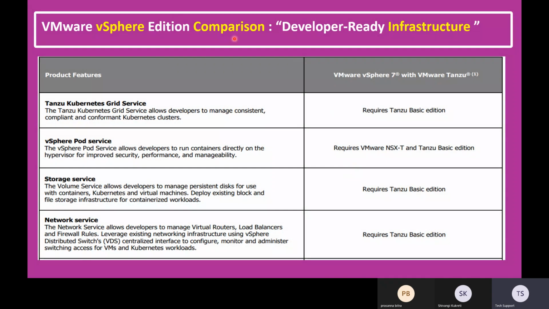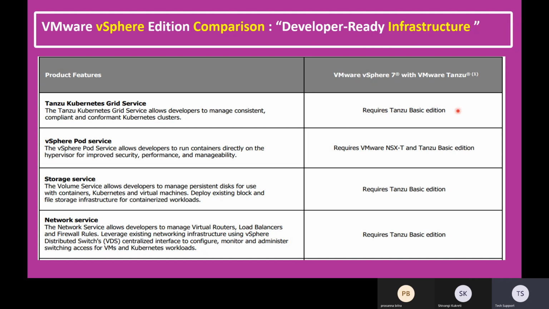So vSphere edition comparison, developer-ready infrastructure. Developer-ready means the advanced container platform and also network virtualization. So Tanzu Kubernetes Grid Service is also available with vSphere 7 with VMware Tanzu license. Okay, this is a separate license. If you have a vSphere 7 with VMware Tanzu license, you will get all these features. So the first feature is TKG, short form for Tanzu Kubernetes Grid Service. This in detail I will explain in a later class. Just try to understand the terminology.